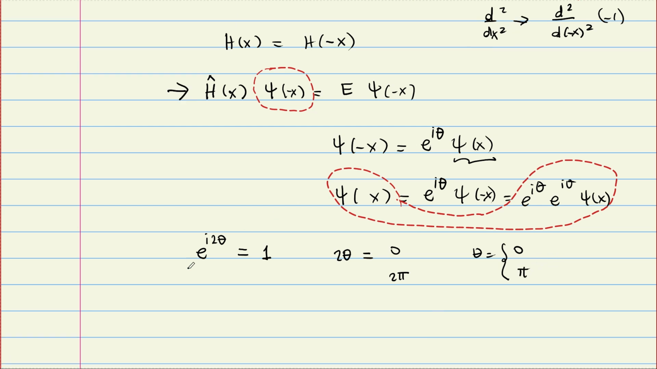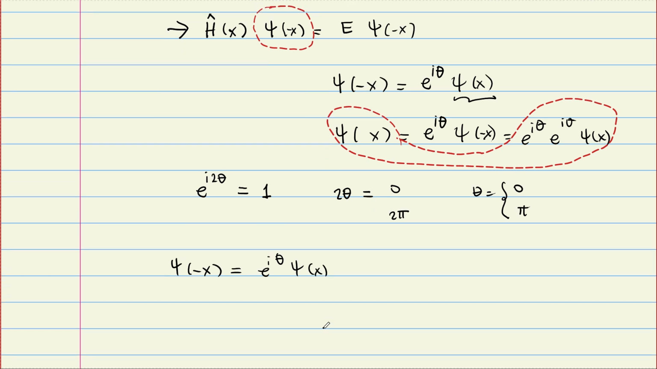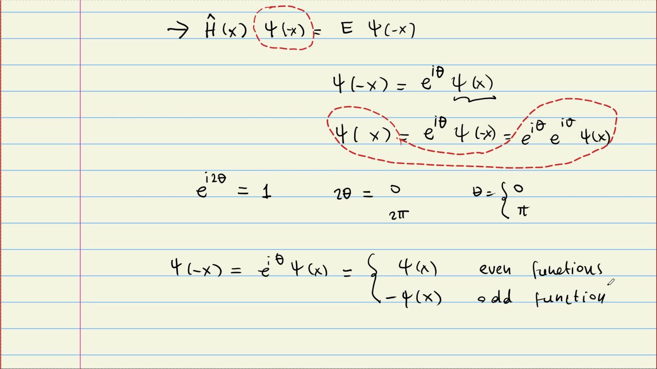Now I go back to this thing I said. I said psi of minus x was equal to e to the i theta psi of x. And there are two possibilities. If theta is equal to 0, psi of minus x is equal to psi of x. And if theta is equal to pi, psi of minus x is equal to minus psi of x. So these are so-called even functions. And these are odd functions. Right? So all eigenfunctions of this Schrödinger equation have to satisfy this condition.